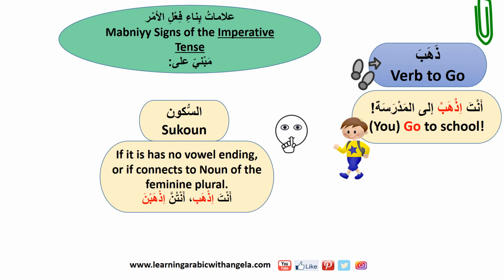So, example, أنتن اذهبن. So there is a sukoon on the letter ba, which is the ending of the verb when it connects to the noon of the feminine plural.